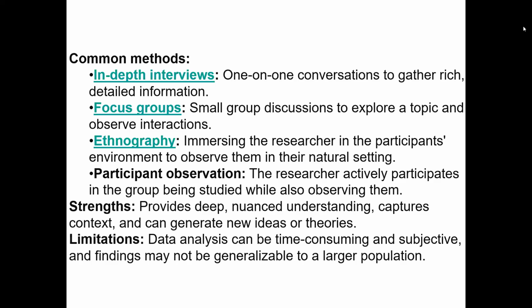After that, the strengths: it provides deep understanding, captures context, and can generate new ideas or theories. So a strength of this study is that you will get new ideas and theories from qualitative research. And the limitations: data analysis can be time consuming and subjective, and findings may not be generalizable to large populations. So when you take a sample size of more than 1 lakh or 2 lakh, it is very difficult to handle. How the analysis is done, I will tell you in the analysis part. So these are the limitations.